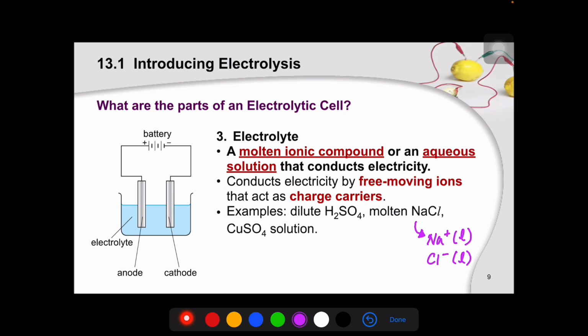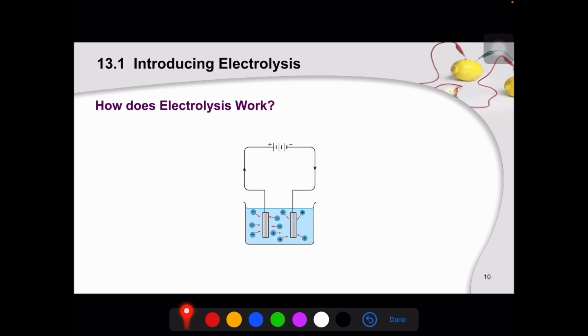Alright, I won't talk too much about the other two here because it's a bit more complicated, and we'll talk about this in the second video itself. But for now, in this video, we are going to zoom in a lot into talking about what happens if there's a molten, that means a liquid form of ionic compound. So knowing about these three parts, how does electrolysis actually work?